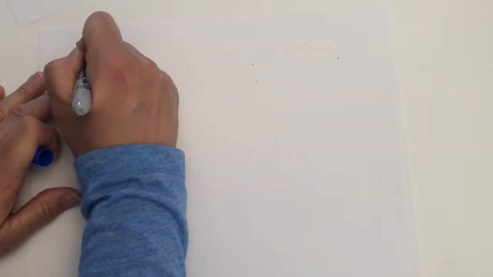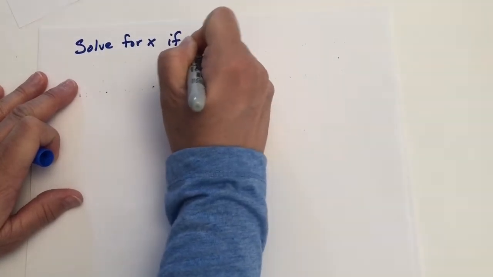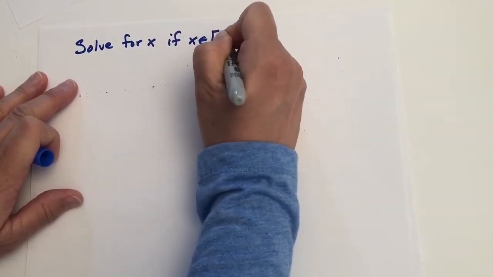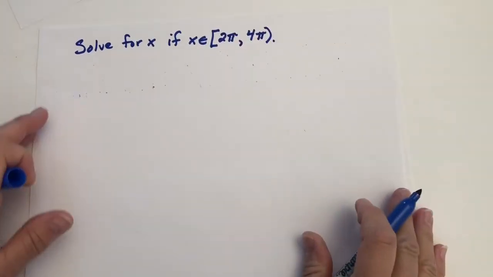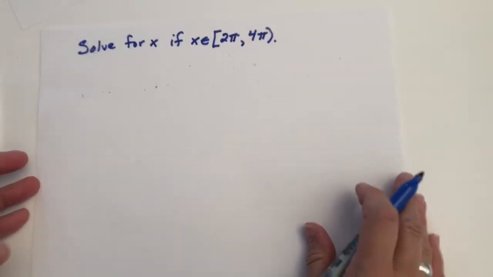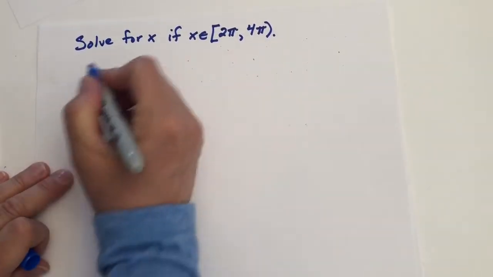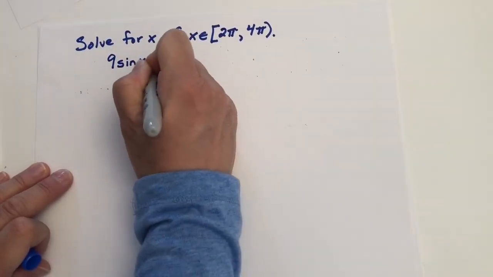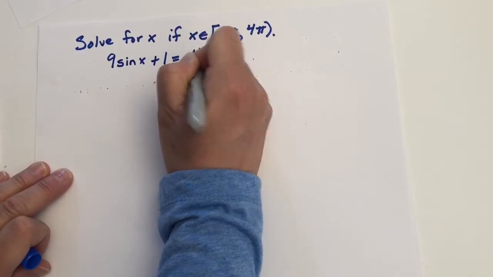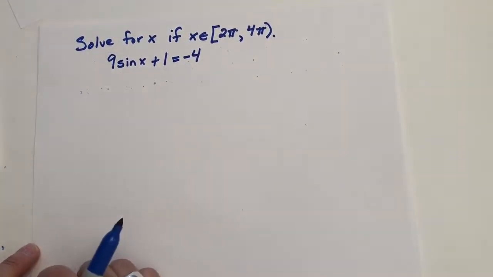It will be to solve for x if x is in the interval 2 pi to 4 pi. Often we solve between 0 and 2 pi, but I just want us to practice a different kind, right? So here's the equation we're going to solve. We're going to solve 9 sine x plus 1 equals -4. And we're going to solve for that in the interval 2 pi to 4 pi.